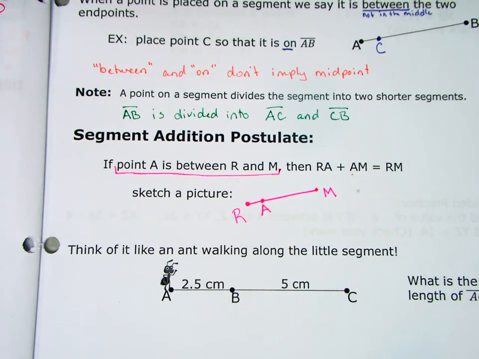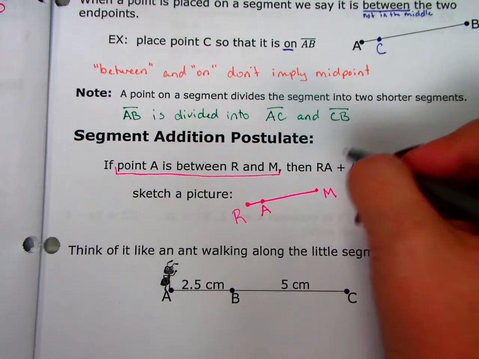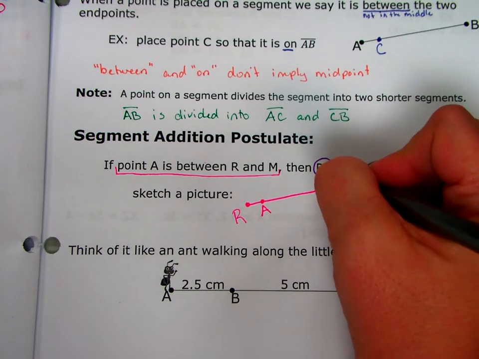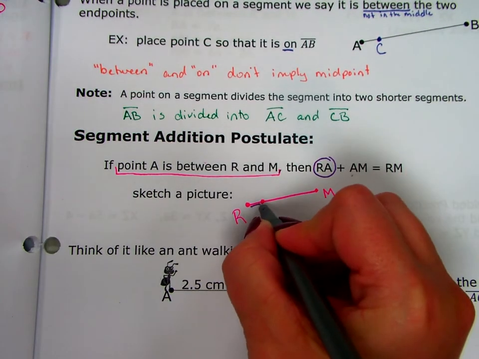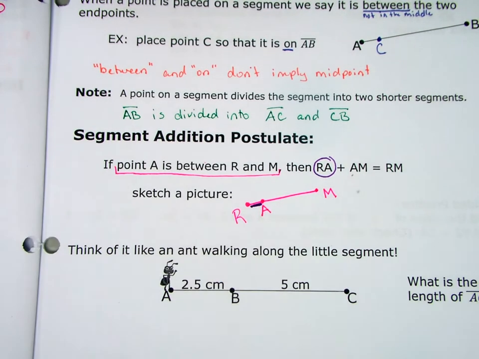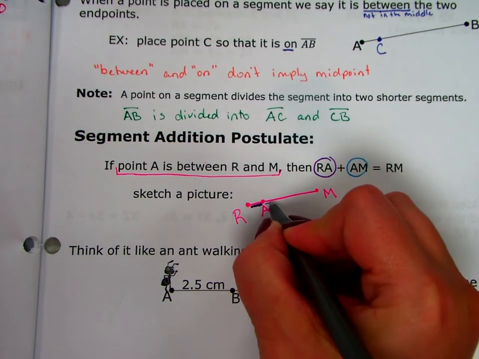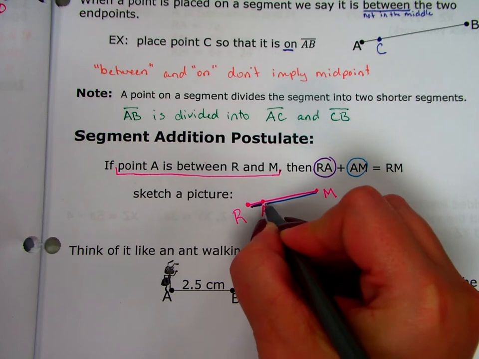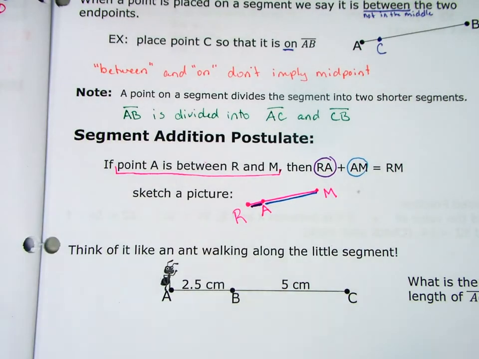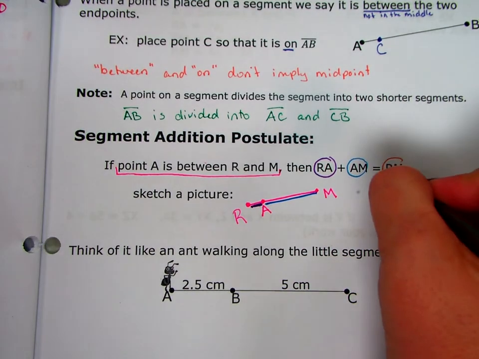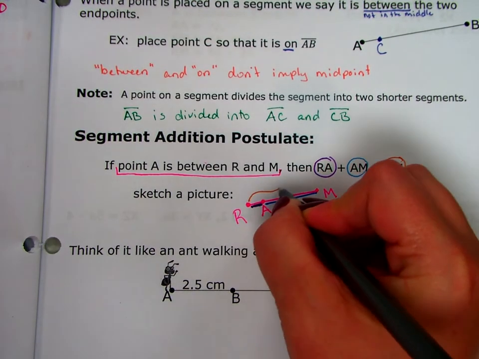Okay. Which says the distance from R to A, so this little distance right here, plus the distance from A to M, so this distance right here, is going to be equal to the whole thing.